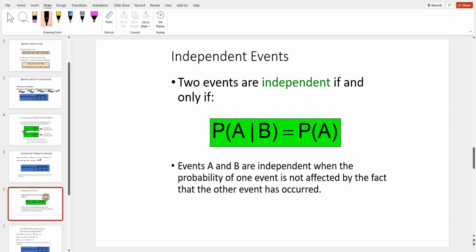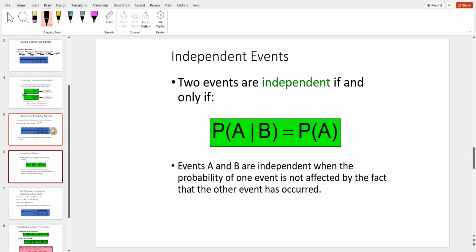Two events are independent if and only if the probability of A given B is equal to the probability of A. This means that when the events are independent, the probability of one event is not affected by the fact that the other event has occurred.